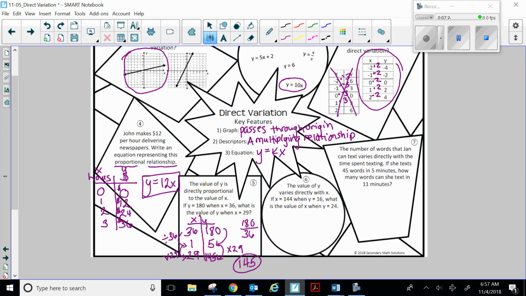Okay, let's look at a different example. The value of y varies directly with x if x equals 144 when y equals 16. What is the value of x when y equals 24? So again, I'm going to build a table, x, y.